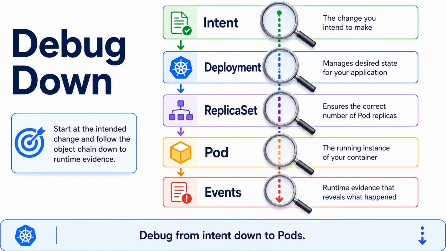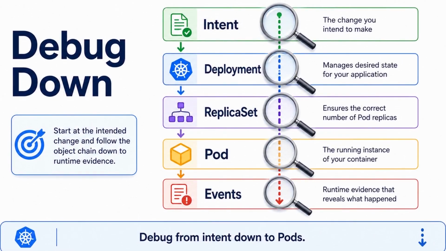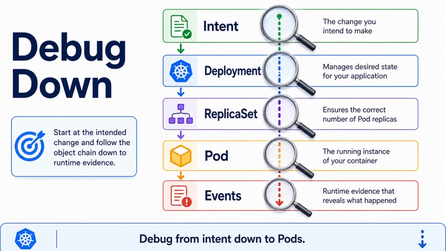When debugging, start from intent and walk downward. What did the deployment ask for? What replica set was created? How many pods are ready? What do events say? That path is faster than guessing at the bottom.